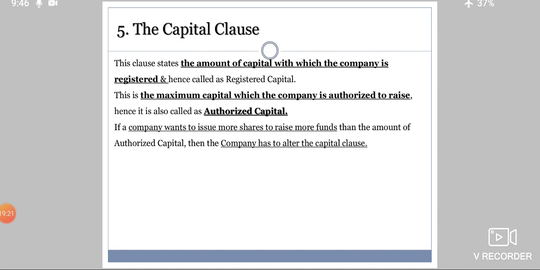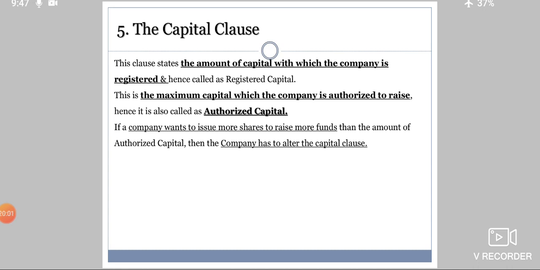Now, let's say the company in its capital clause in the memorandum of association has stated that the company is going to raise 10 crore rupees. Now, this 10 crore is the amount the company is going to get in the whole of its lifetime. Let's say I have taken permission for 10 crores, but in the start, I have only utilized 5 crores. That means I still have the permission to raise 5 crores more for the company.